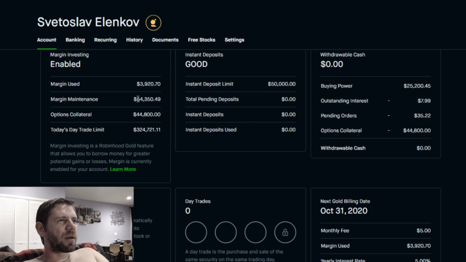So I'll explain further on this, but that's basically what that means. Your account can't go below your margin maintenance level. Options collateral. Luckily, I have some options collateral, so it's not a zero.